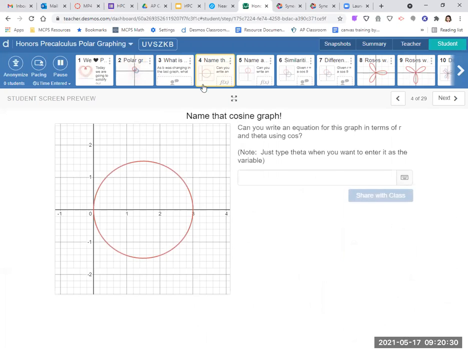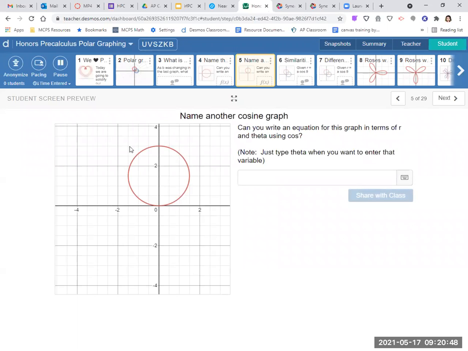So if we're supposed to write an equation here, I would say the diameter is 3, so r equals 3 cosine of theta. And look how nice that is. If you type THETA, it's there. Okay. How about this one? This should actually be sine, so I'll fix that for the slides. Using sine, this should be r equals 3 sine of theta.